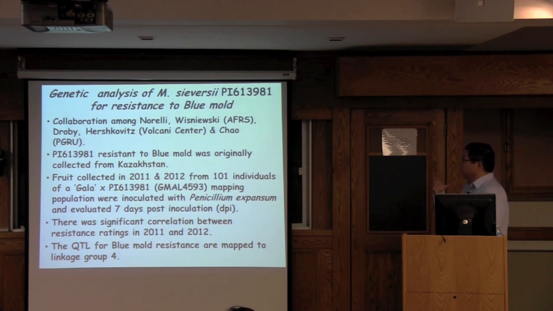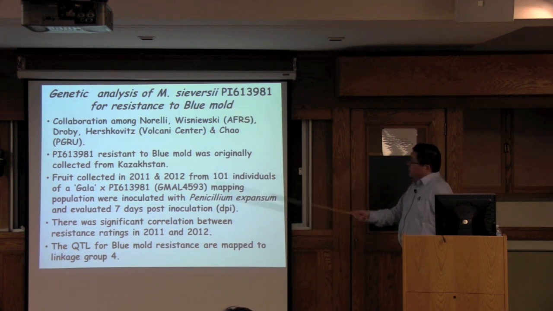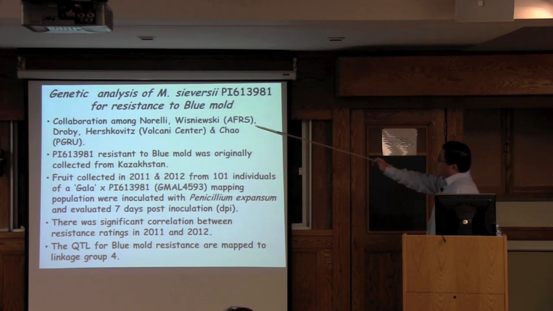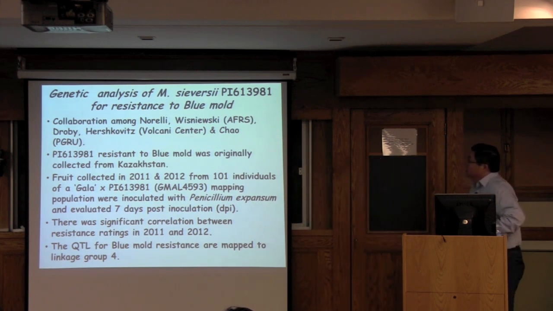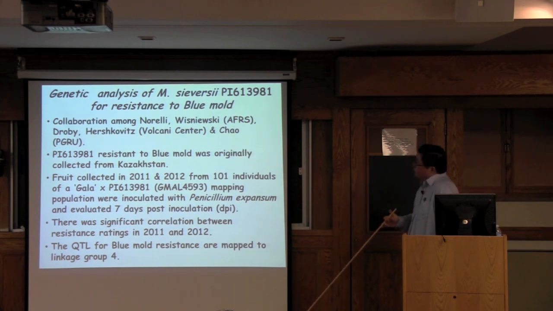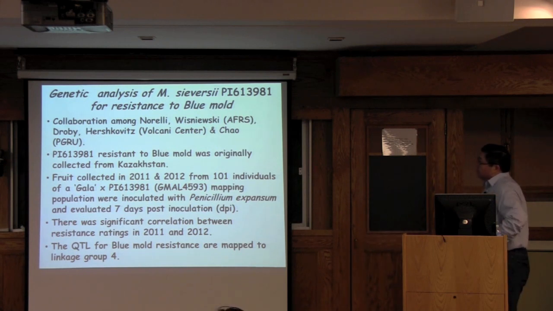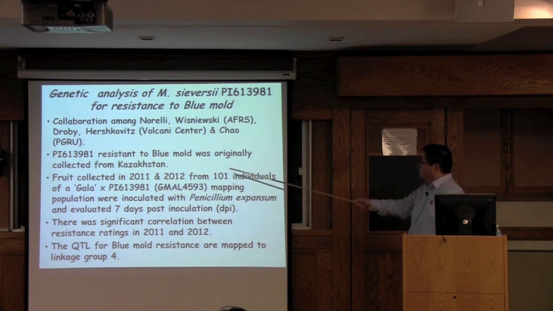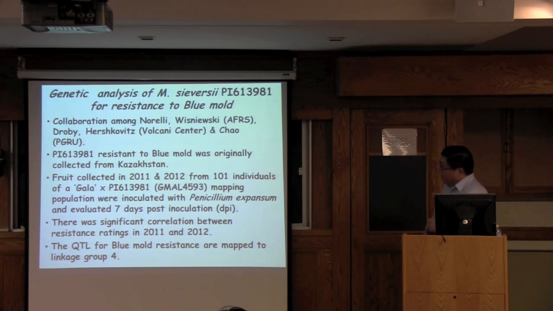Here I want to give you one specific example about disease resistance evaluation against blue mold. This is work between the Appalachian Fruit Research Station of USDA at Kearneysville, West Virginia, together with the researchers in Volcani Center and the PGRU. This particular accession actually has been shown to be resistant against the blue mold, and it came from Kazakhstan.